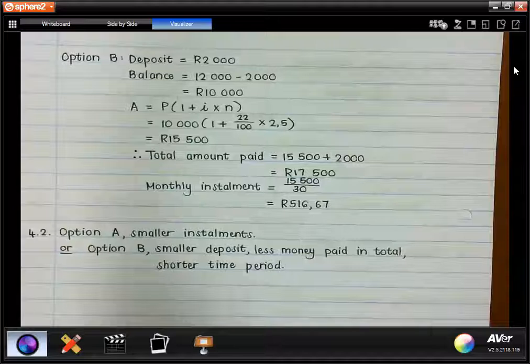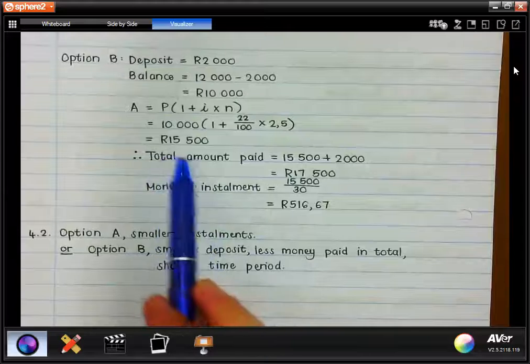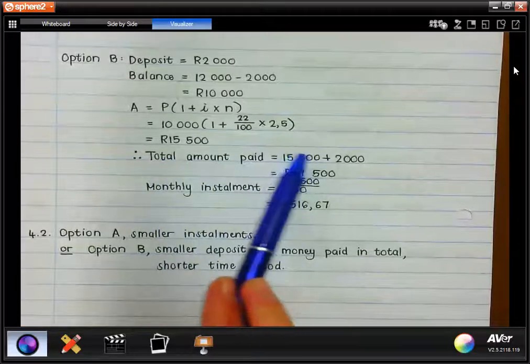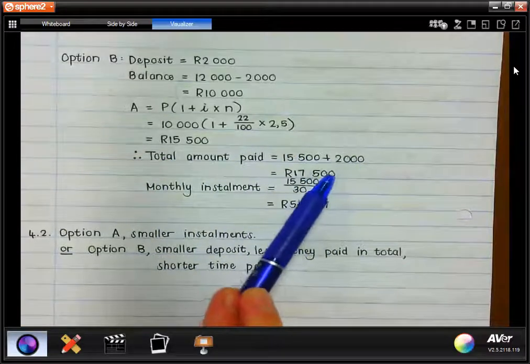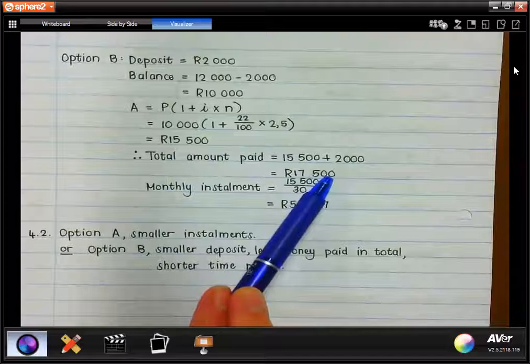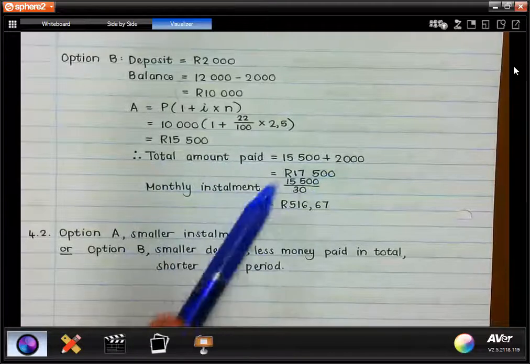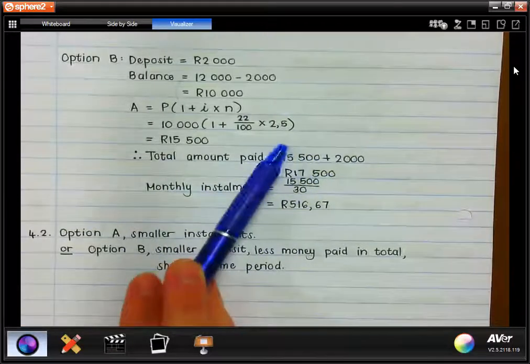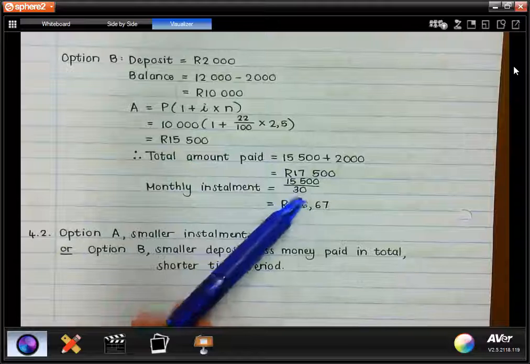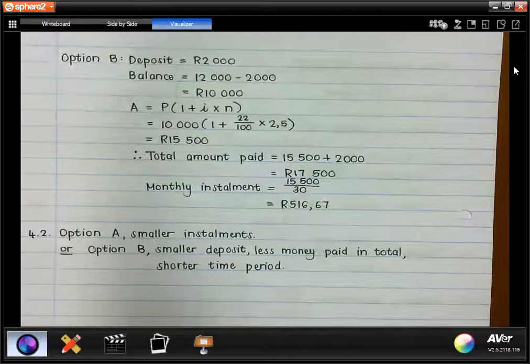So that then gives you an A value of 15,500 Rand. To get your total amount paid, you have to take your A value plus your deposit, so 17,500. But you must also get your monthly installment, which is always your A value divided by the number of months, which in this case now is 30, like they told us. So then we get to that monthly installment.